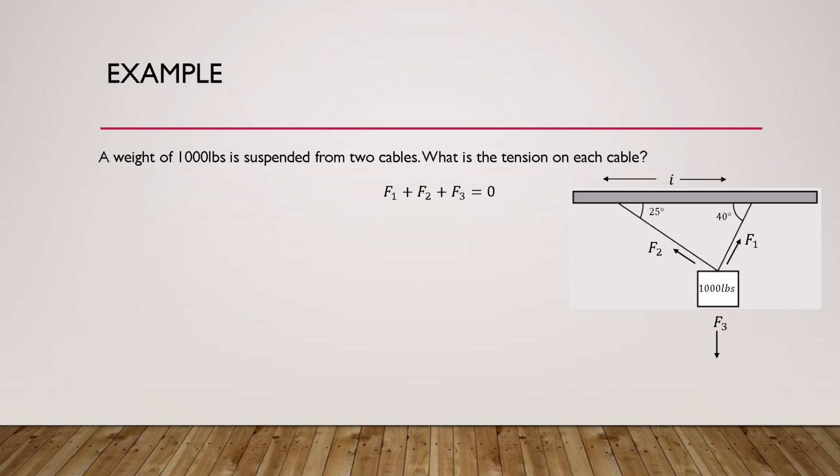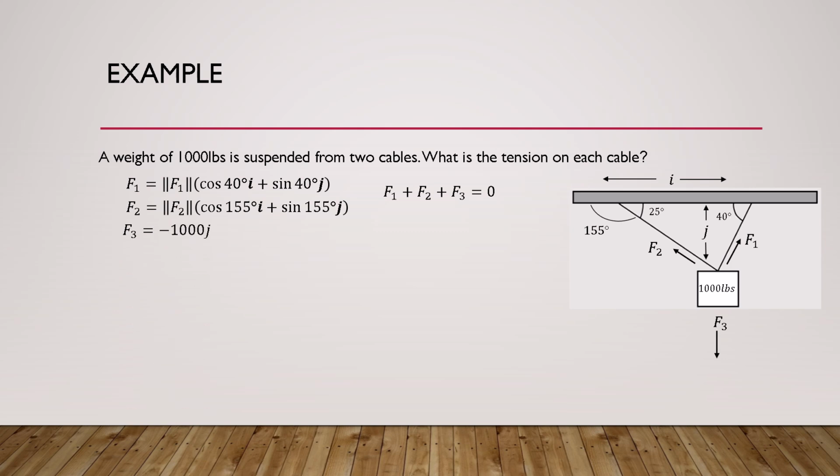We then establish i along the horizontal and j along the vertical to get F1 equal to the magnitude of F1 times the quantity of cosine 40 degrees i plus sine 40 degrees j. We measure the angle of F2 from the same origin as F1, therefore F2 equals the magnitude of F2 times the quantity of cosine 155 degrees i plus sine 155 degrees j. Since weight only has a vertical component, F3 is equal to negative 1,000 pounds j.